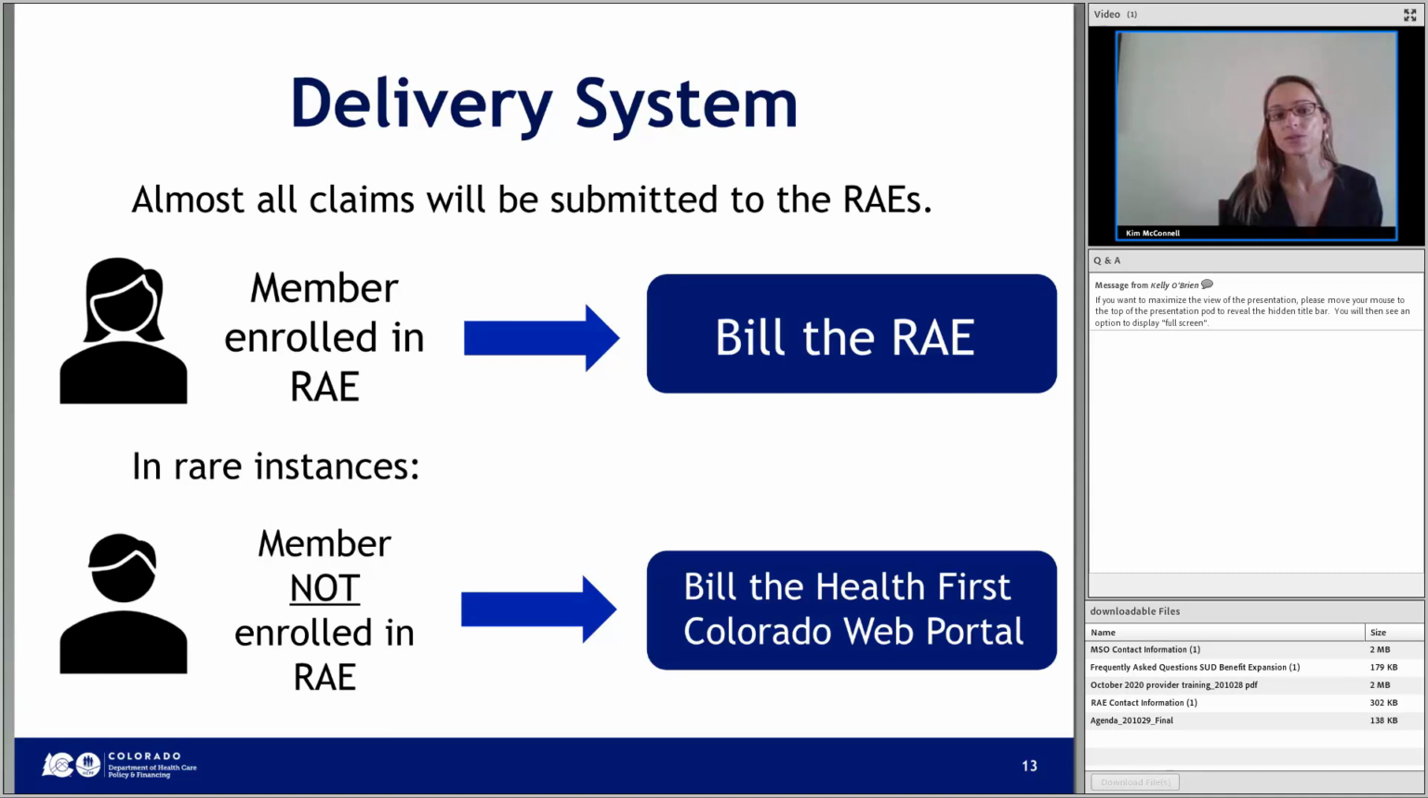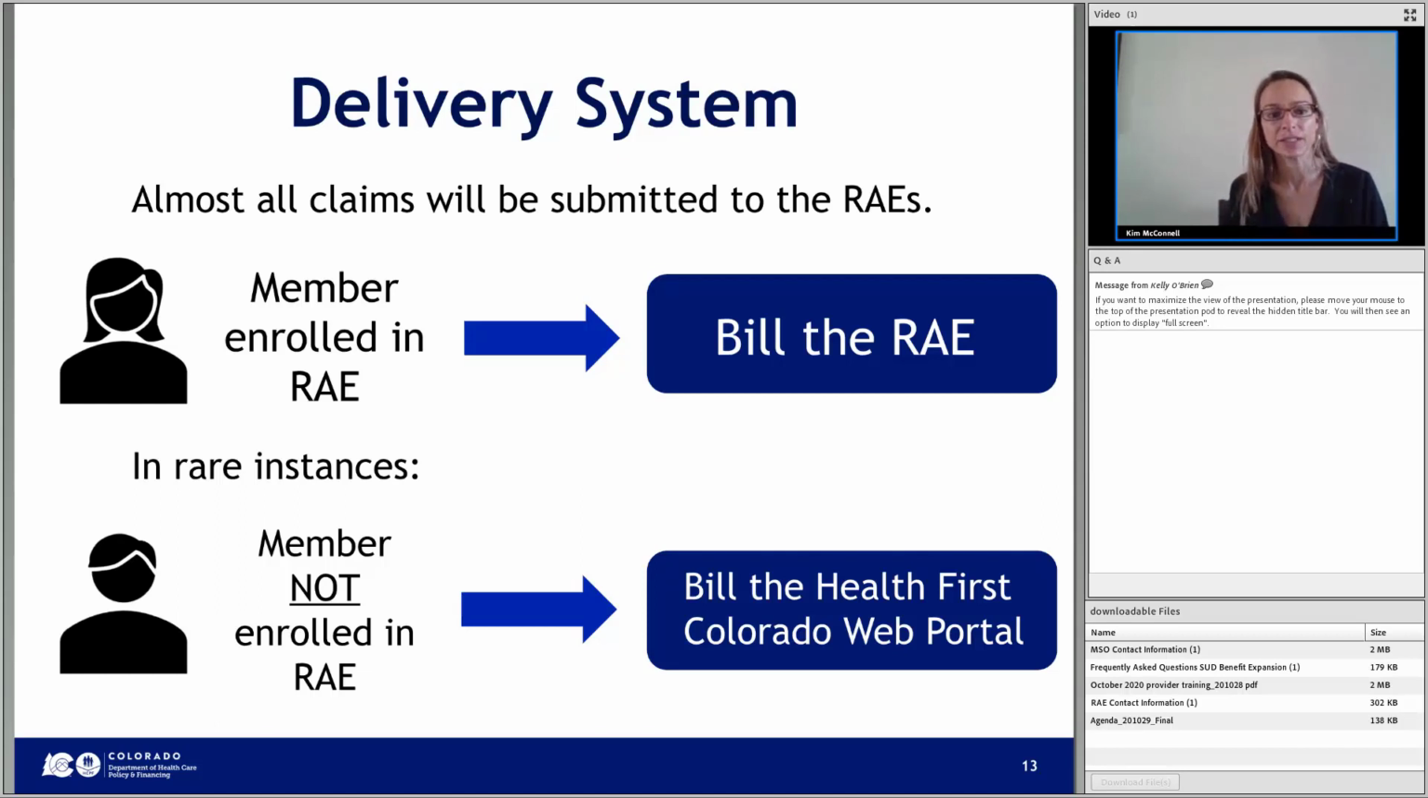Okay, so the delivery system for services. Almost all the claims that will be submitted will go through the RAEs. This benefit is going to be managed just as the rest of our behavioral health services are through the RAEs. What are the RAEs? RAEs are the regional accountable entities that the department contracts with to manage the physical and behavioral health services that are delivered to the members in their regions. So the state's divided into 7 regions, and the RAEs manage those services, physical and behavioral health, for all the members assigned to their RAE.